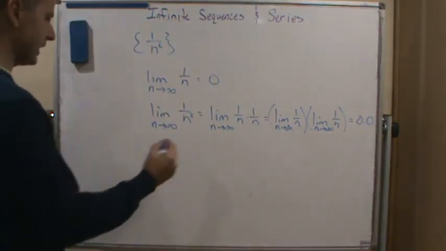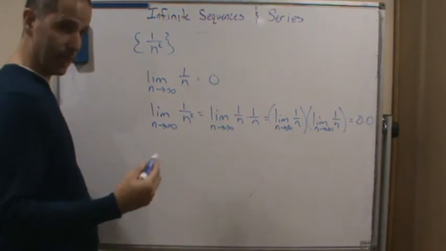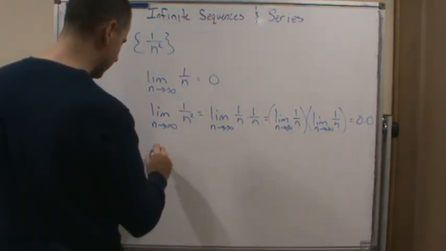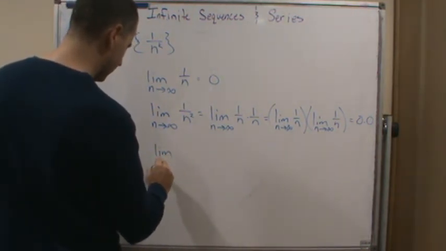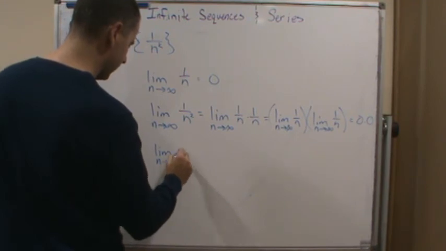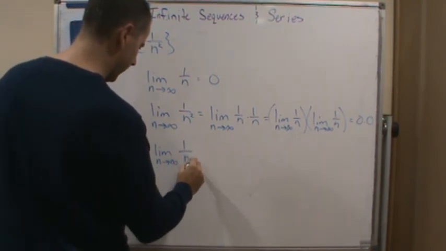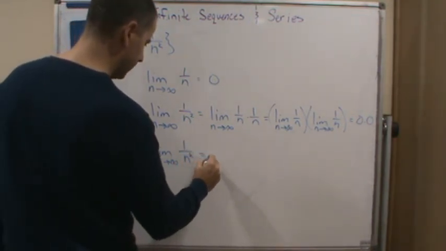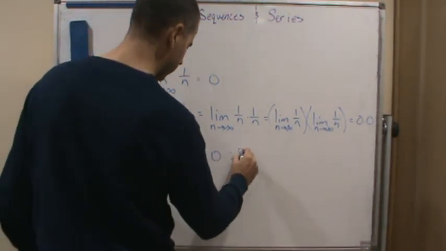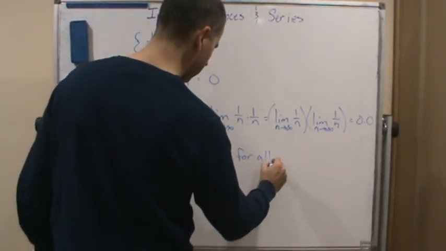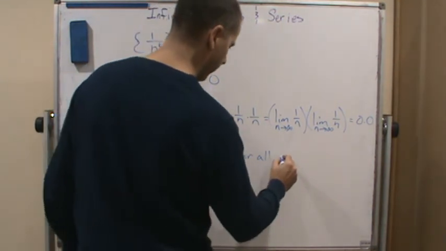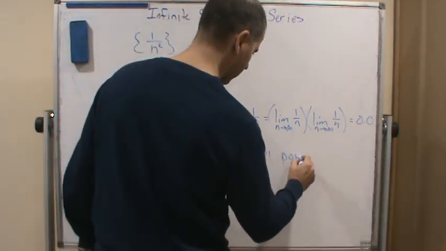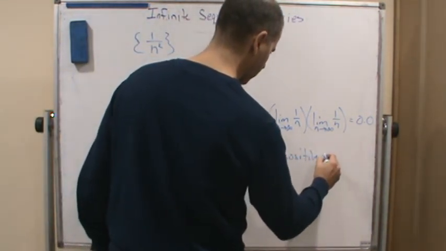And so again, we can keep doing this over and over again using the same limit law, and we get finally that the limit as n approaches infinity of 1 over n to the k is going to equal 0 for all positive integers.